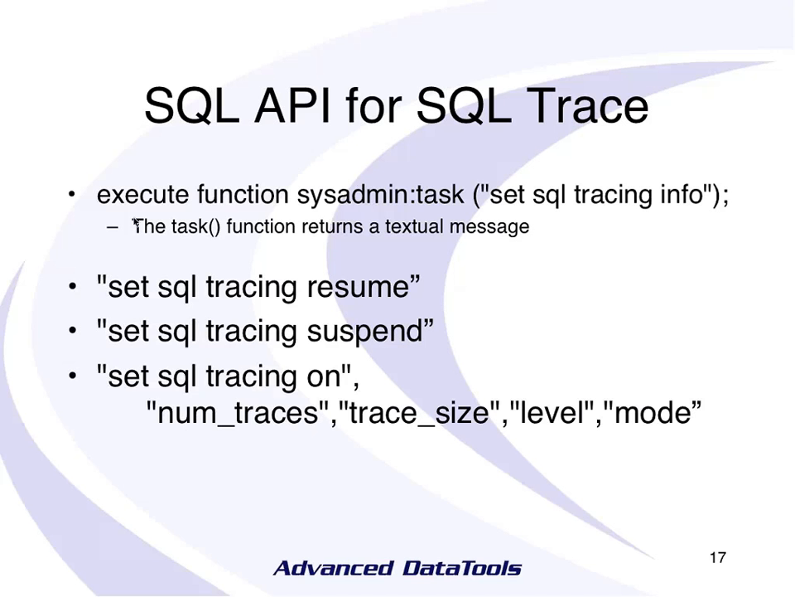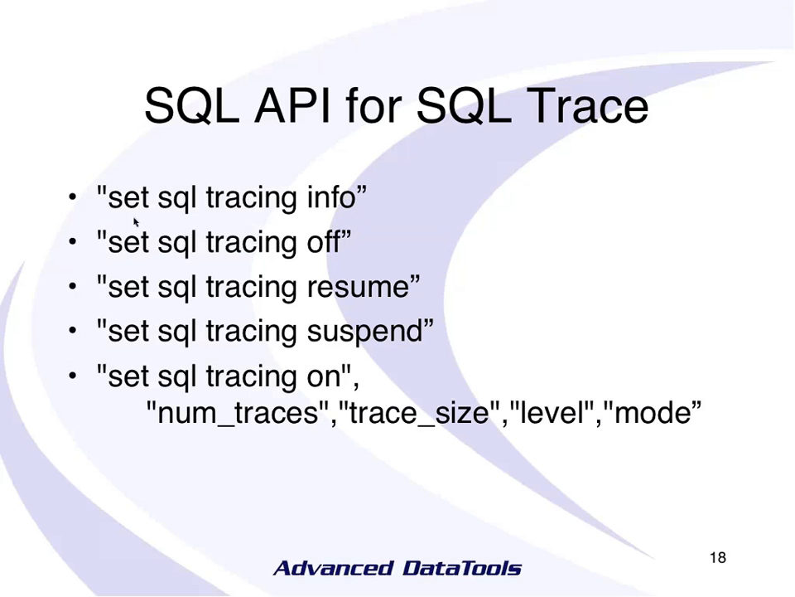Now, there's a lot you can do with this SQL API, and I really think this is the best way to run it. Info gives you info, off turns it off. Suspend will suspend it temporarily, and resume will then resume it. SQL Trace on will turn it on, and you can also pass it the number of SQL statements to trace, the size, the level, and the mode when you turn it on. If you don't pass it that, it will go to the default settings.